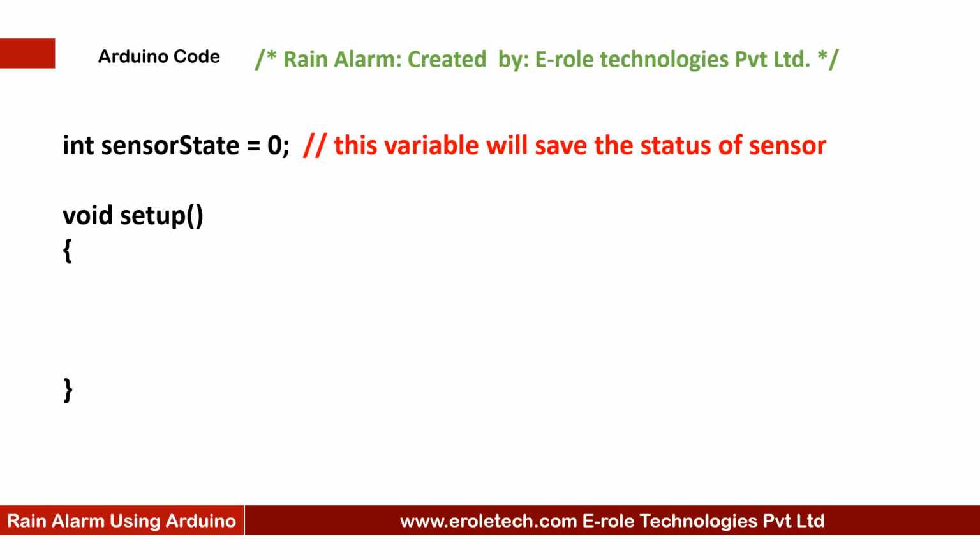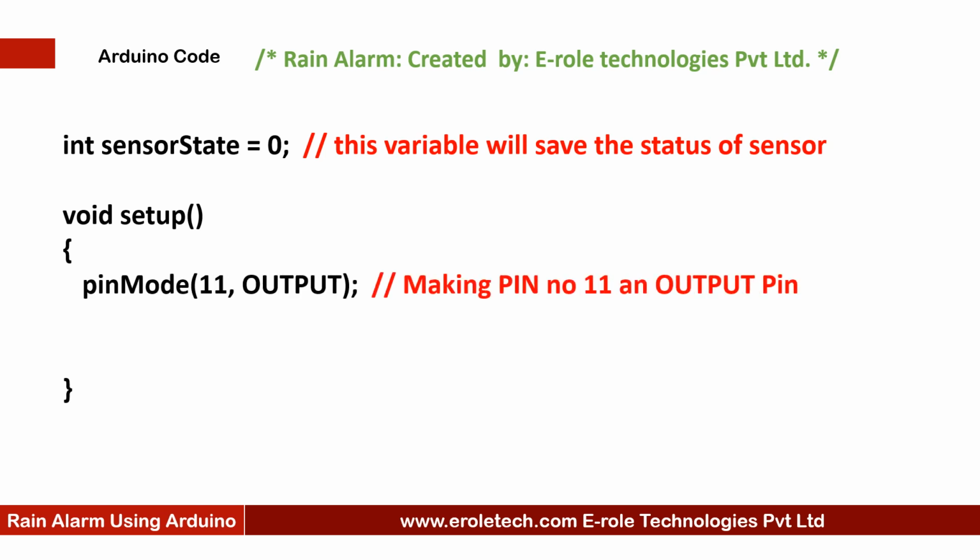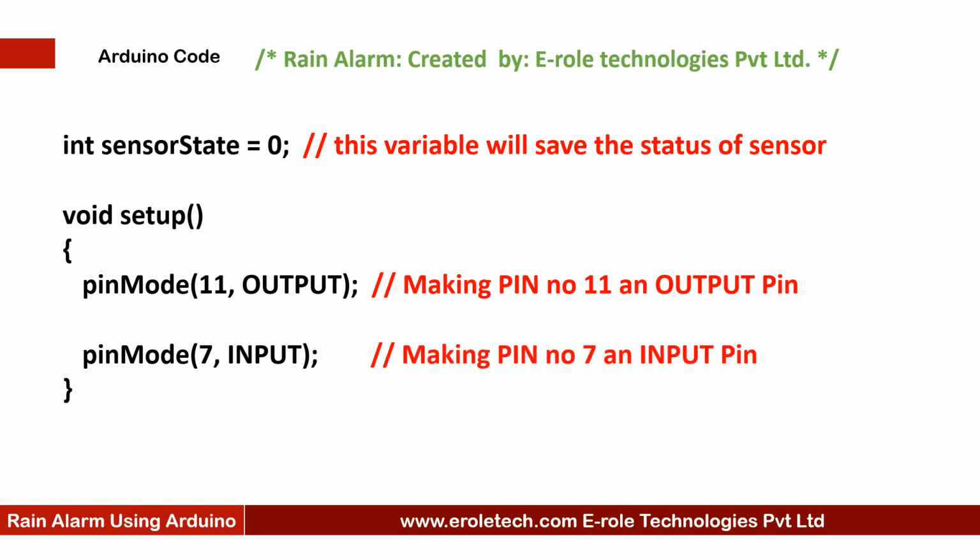As soon as the program starts running, in this project, we will give high or low signals to the buzzer connected at pin number 11. So we will make pin number 11 an output pin. We will read the status of the sensor connected at pin number 7. So we will make pin number 7 an input pin.